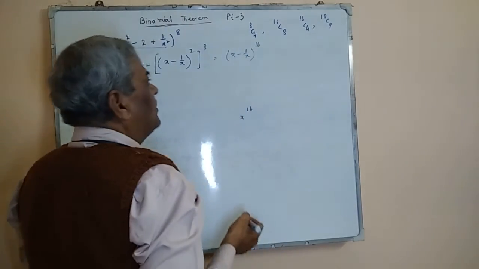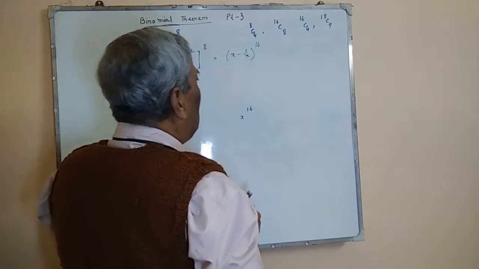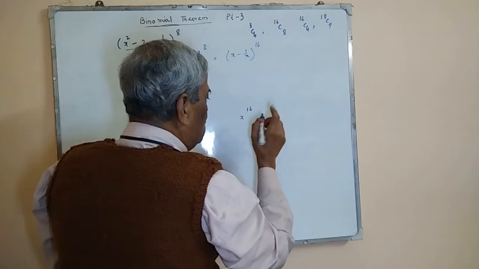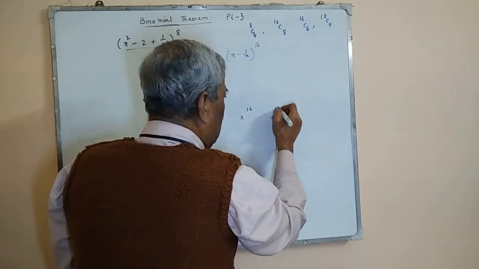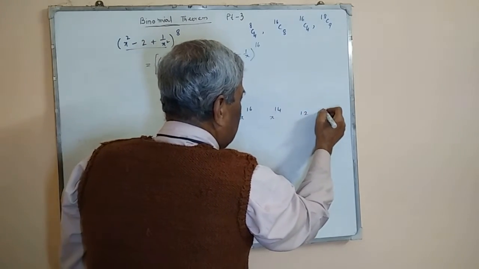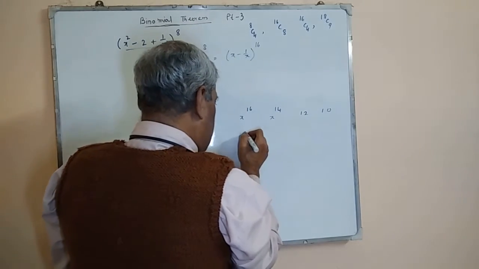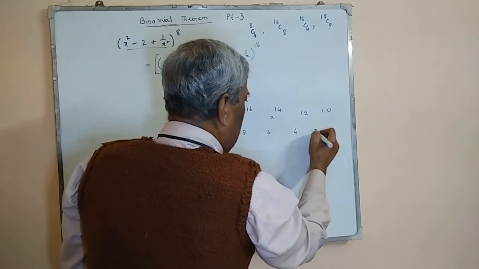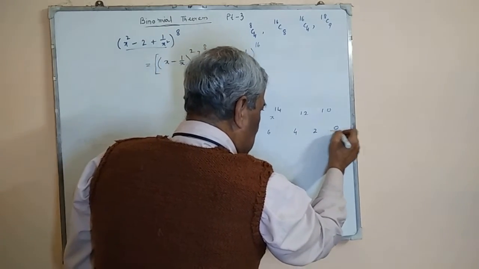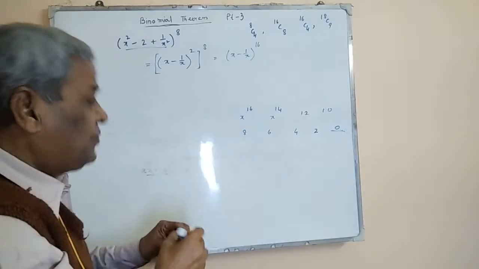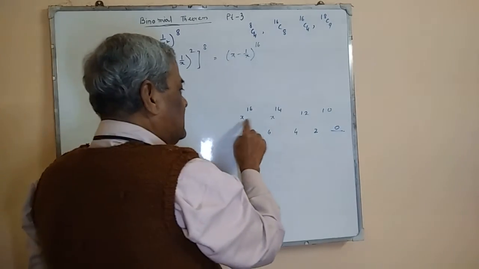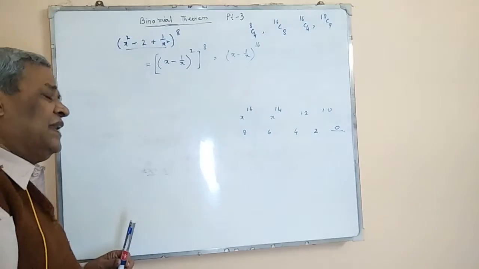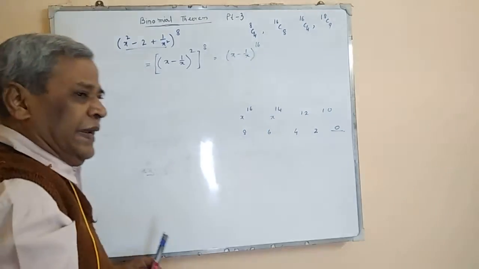In subsequent terms, power of x will be decreased by 1 and 1, that is 2. So next term will contain x to the power 14, then x to the power 12, then x to the power 10, then x to the power 8, x to the power 6, x to the power 4, x to the power 2 and x to the power 0, which is the term independent of x. That is, it is first, second, third, fourth, fifth, sixth, seventh, eighth and ninth. That is T9 will contain no x.